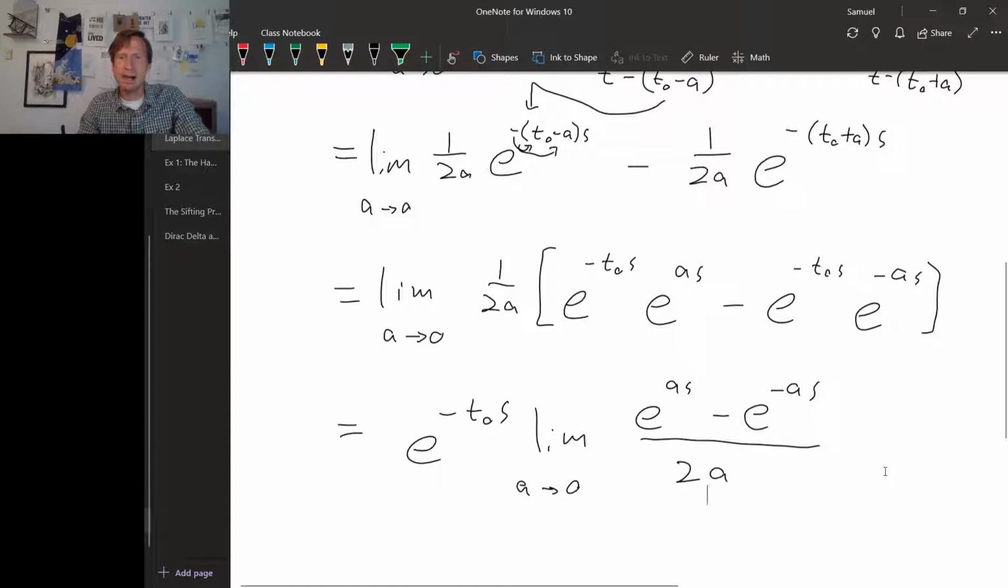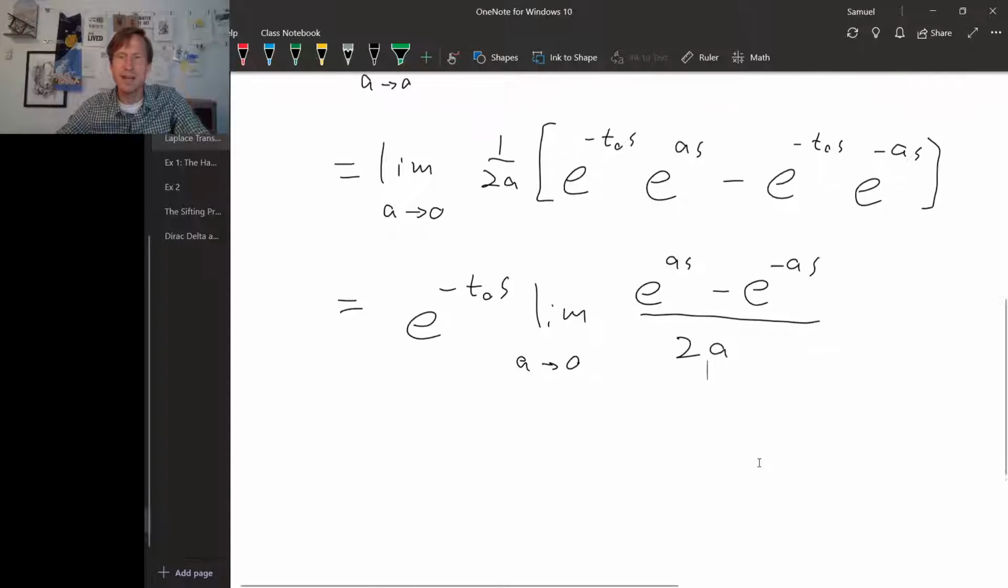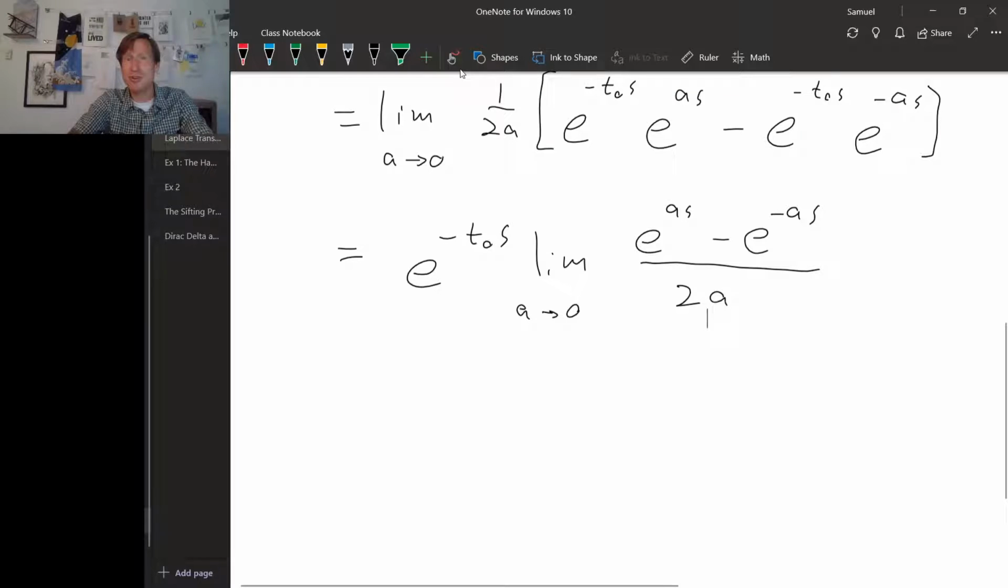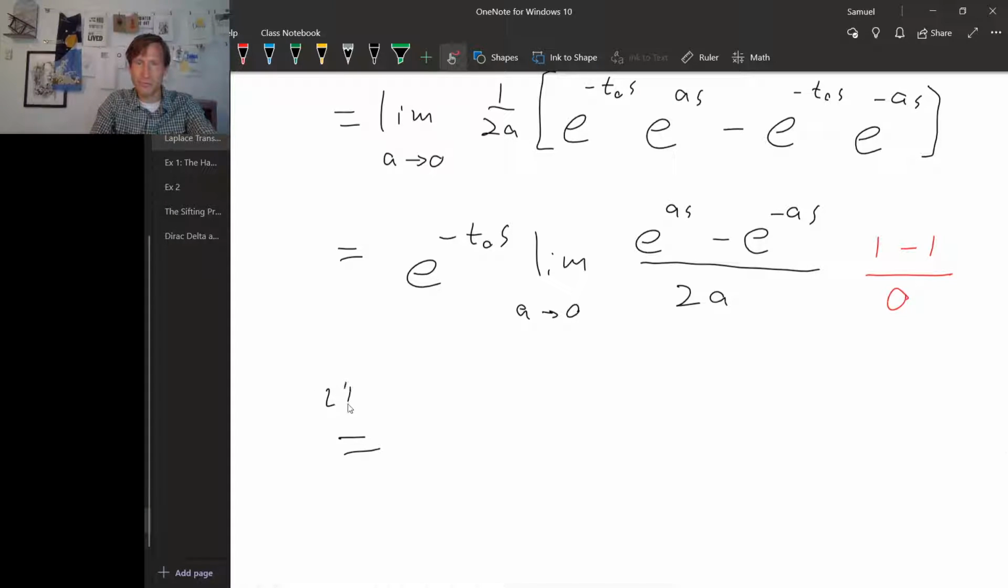All right, now to evaluate this limit, I guess what we should do is just try seeing what happens sort of naively when you plug in 0. When you plug in 0, you get 1 minus 1 over 0. You get 0 over 0. That's an indeterminate form that we can use L'Hopital's rule for. So let's use L'Hopital's rule.